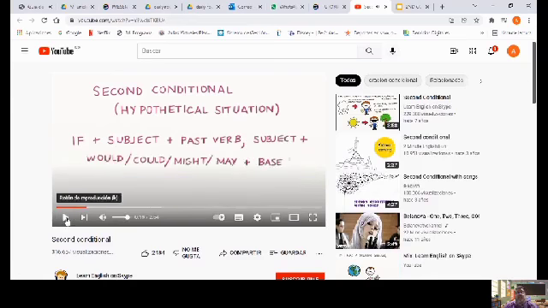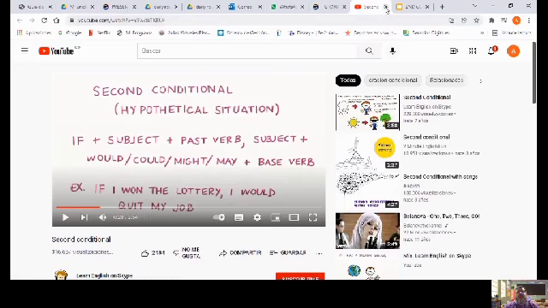Okay, as you can see, this is the same information. We use the second conditional to talk about hypothetical situations, and the structure is if, subject, past of the verb, subject, would, could, might, or may, plus base verb. For example, she gives us an example: if I won the lottery, I would quit my job. Okay, and she says, if I won the lottery, I would quit my job.